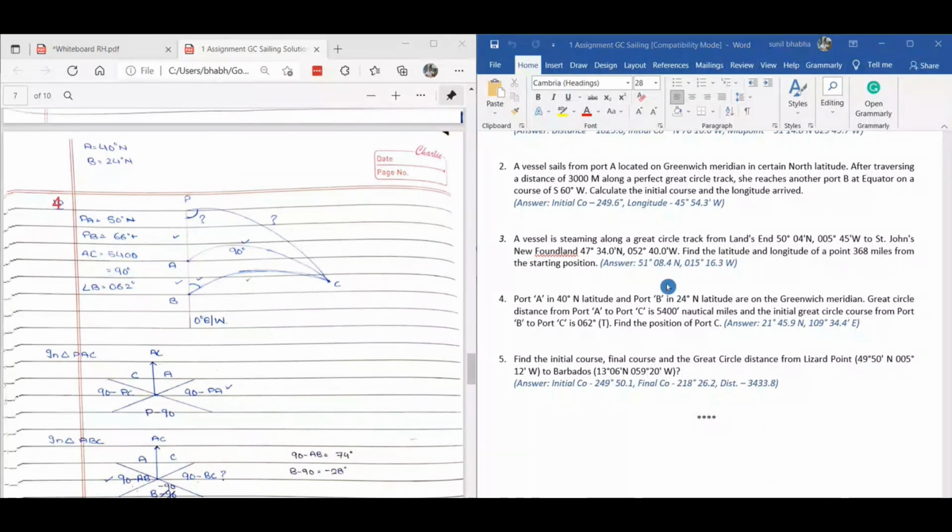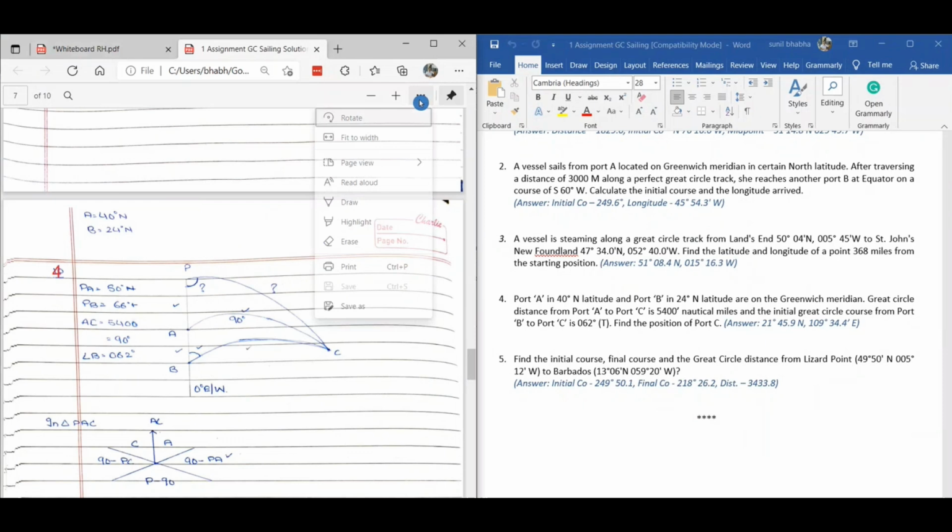So this is what we need to find out. Now you can see this diagram here. What we have done is we have taken this as the pole, and the vertical line which you see is the Greenwich meridian. In the Greenwich meridian, both our initial ports, port A and port B, are located. Port A is at 40° latitude. So let's assume if this is the equator, this will be 40 degrees. Equator to point A will be 40 degrees.